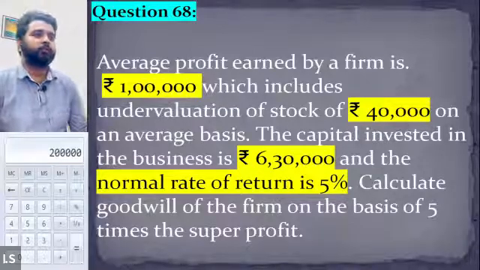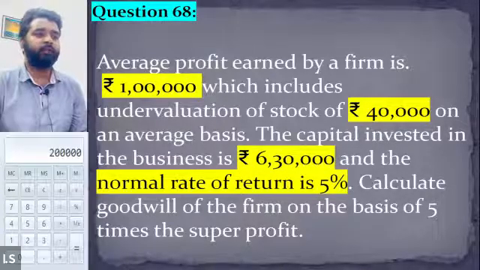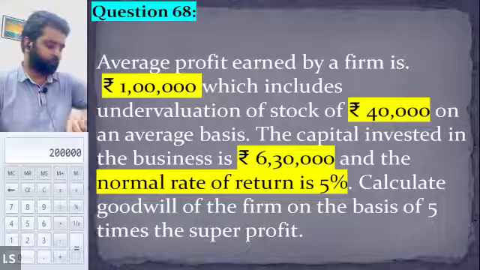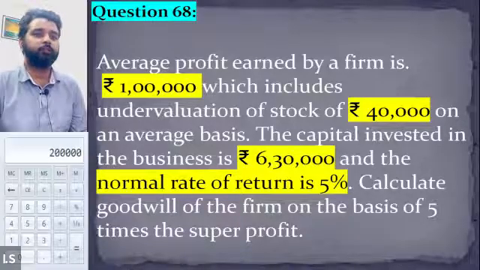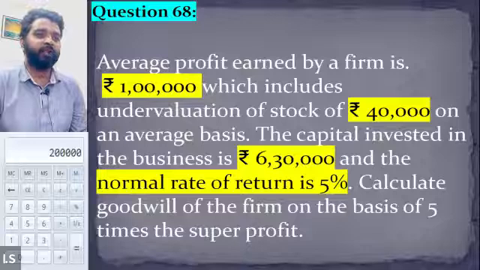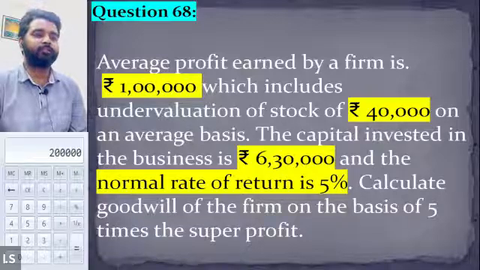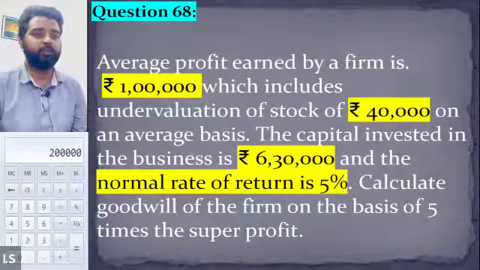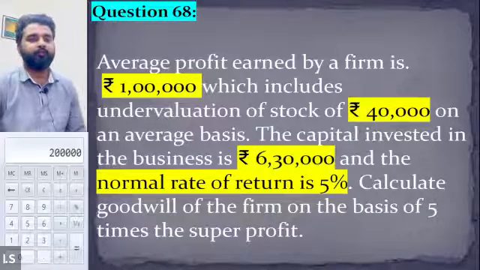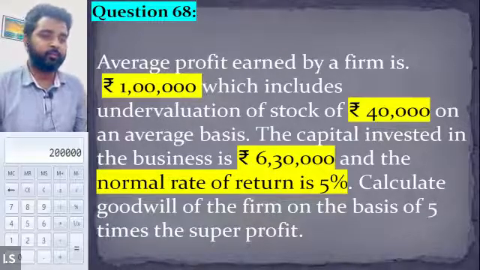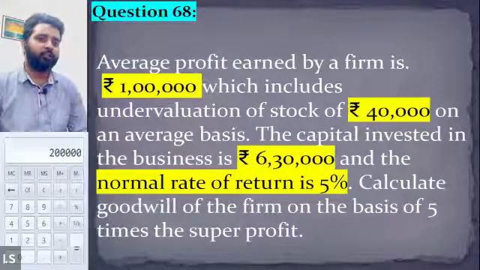See, average profit earned by the firm is 1 lakh, which includes the undervaluation of the stock. Undervaluation of stock of rupees 40,000 on an average basis. The capital invested in the business is 6,30,000 and the normal rate of return is 5%. We need to calculate the goodwill of the firm on the basis of 5 times of the super profit. That means number of years purchase is 5 years.